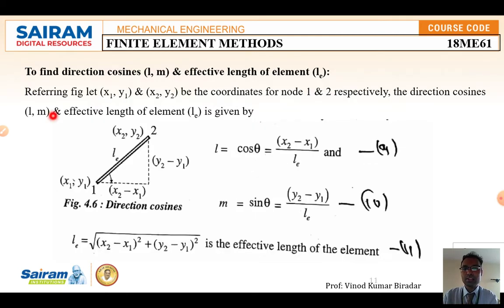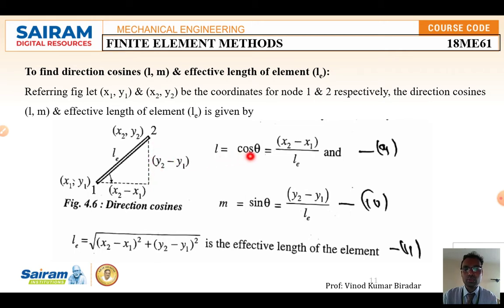To find the direction cosines l and m, consider a small element strip. Here node number 1 and node number 2 are in the global coordinate system. At point 1 the coordinates are x1, y1, and at this point x2, y2. To extend this length, make a triangle. This length is x2 minus x1 and this length is y2 minus y1.